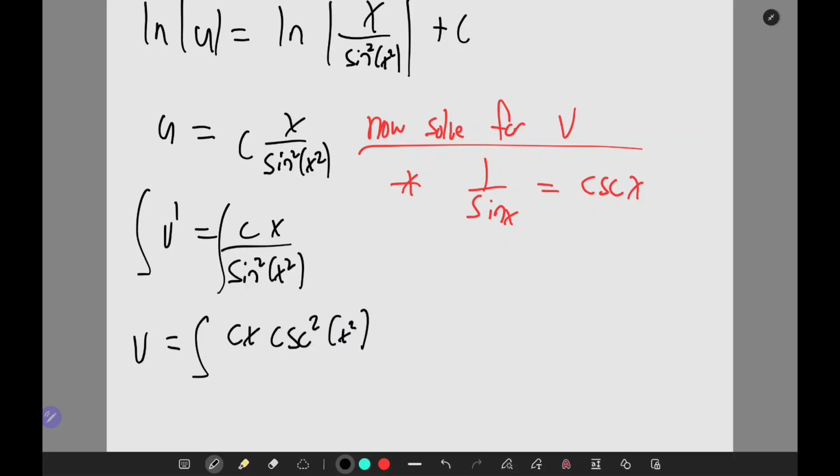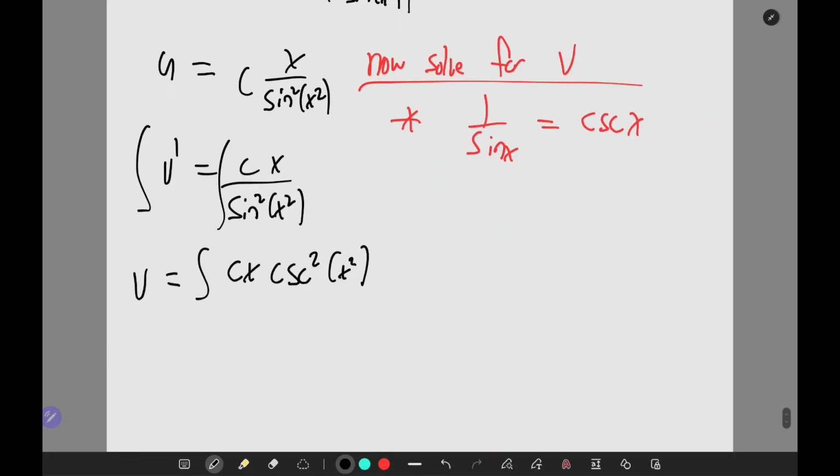Right? And now I would do u-sub. So this makes it easier so we don't have any fractions to deal with. So now we do u-sub where let's have u equal to x squared. So then du is equal to 2x dx.